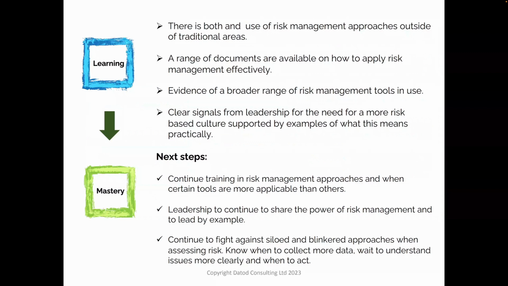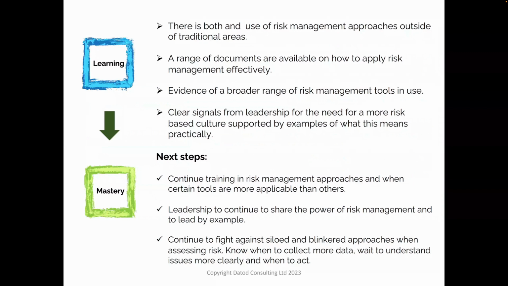Now, to move to mastery, the organisation really needs to continue that journey in terms of embedding risk management down through the organisation, sharing the power that risk management has across the organisation, and also through specific examples where senior management have made a decision and articulated why the decision is as such, and basically how that's balanced, the risks versus the opportunities.